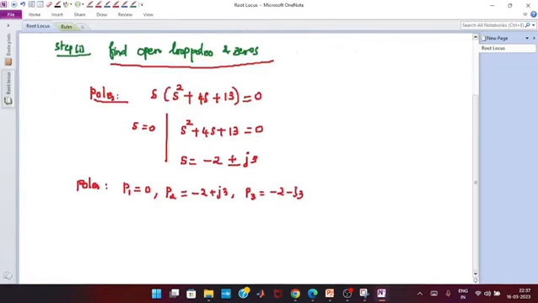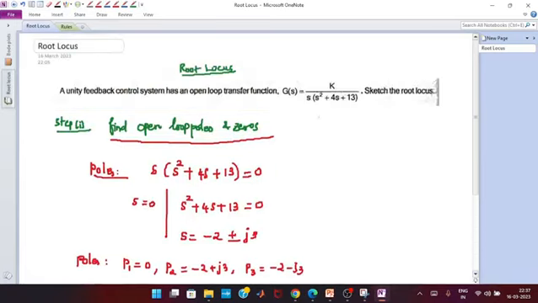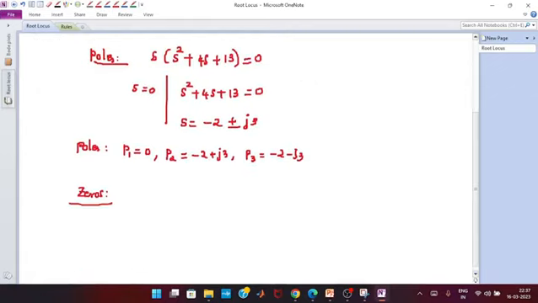Now let me find the zeros. If you want to find the zeros, you have to equate the numerator equal to 0. If you equate the numerator, do you find any zero? Obviously no. We are equating the numerator K equal to 0, but it is impossible for K to become 0, so K is not equal to 0, so there are no zeros. For this problem, three open loop poles are there and no zeros. That is step number one.